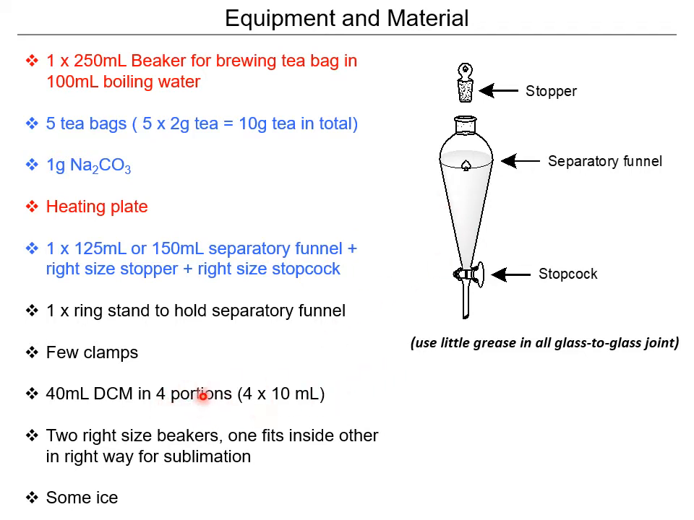This is to ensure that it gets properly cleaned, right? If you do 1 big portion, it's not as effective as doing 4 smaller portions. 2 right-sized beakers, one that'll fit inside of the other. And this is for the sublimation. We'll get into that in a minute. And some ice for the sublimation as well. Always make sure to put a little grease on any glass joints to prevent leaking and all of that. Don't put too much grease though, because that stuff gets everywhere.